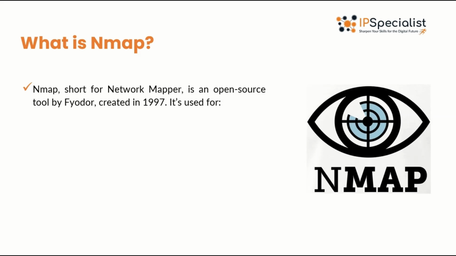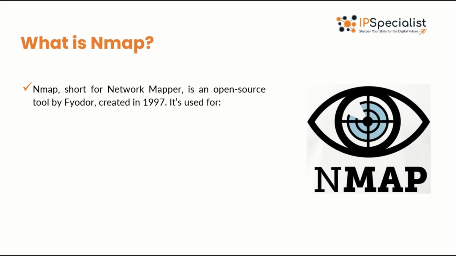So, what does Nmap do? At its core, Nmap is used to scan and map networks. It helps us to understand the structure of a network, identify which devices are connected, and determine what services those devices are running. But beyond simple discovery, Nmap is also a powerful security auditing tool. It allows us to check for vulnerabilities, misconfigurations, and potential security risks in a network setup.